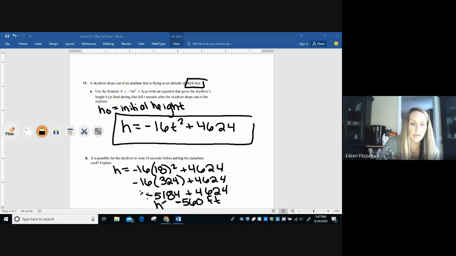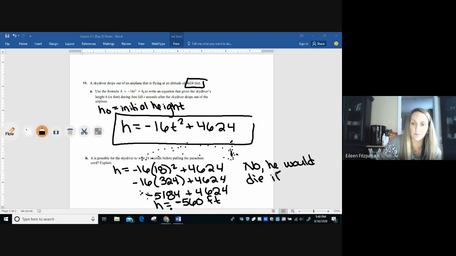All right, so if the skydiver waits until 18 seconds to pull his parachute cord, he's going to be at negative 560 feet. So is that a good thing or not? That would not be good. That means he would be underground. That means he would not be in good shape, right? If he waited 18 seconds. So the answer is no. He would die if he waits 18 seconds.